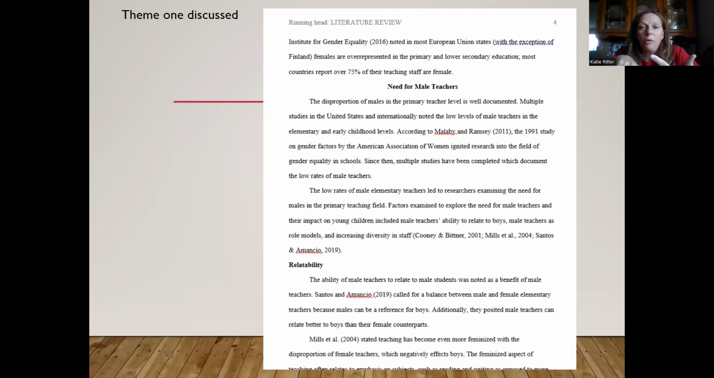So as you look at your problem, think about the things that you need to explore to know more about your problem within your classroom. And those are going to be the themes that you explore within your literature review.